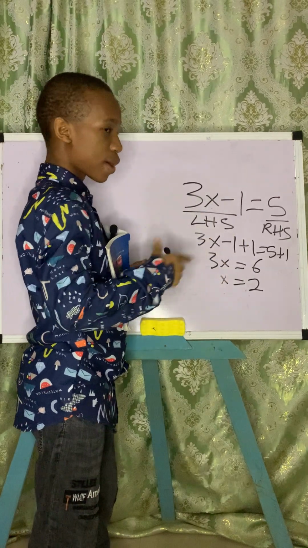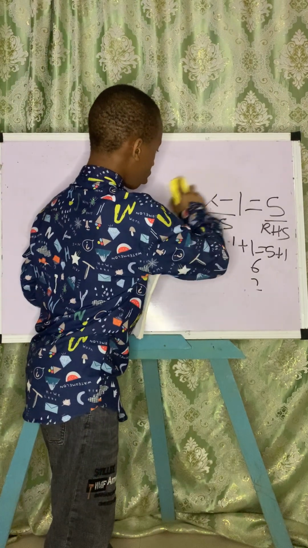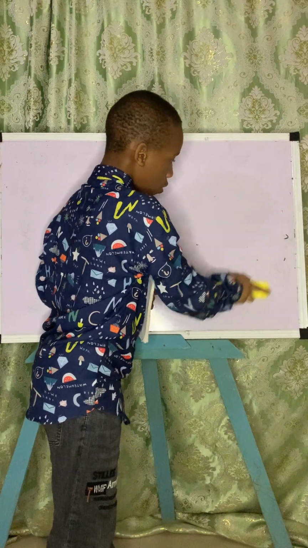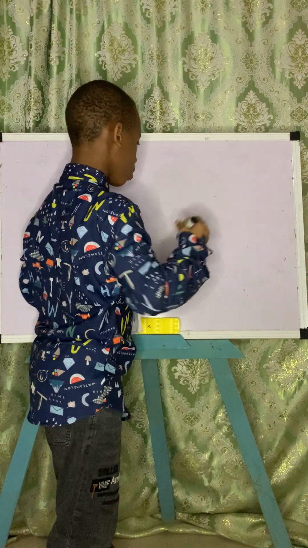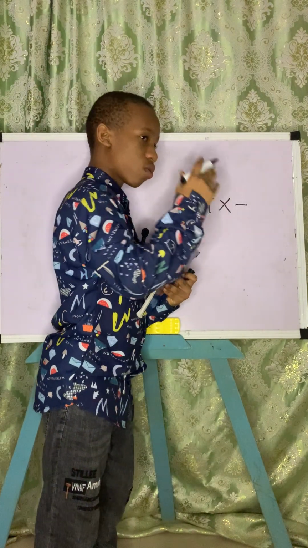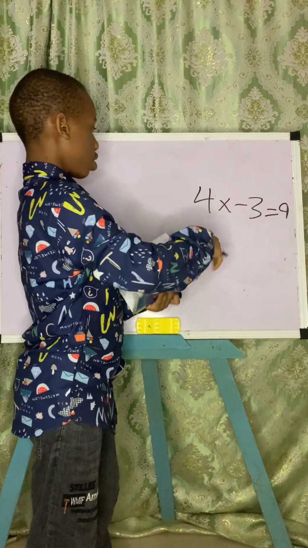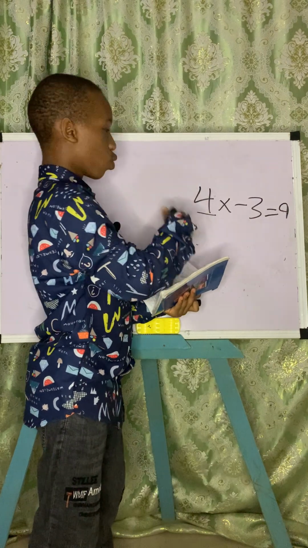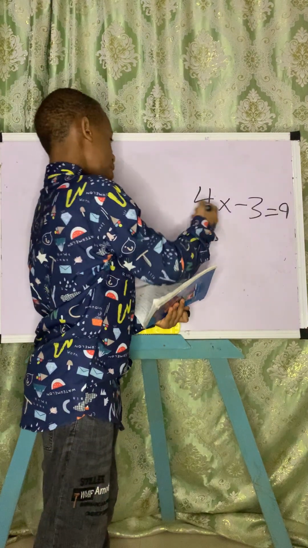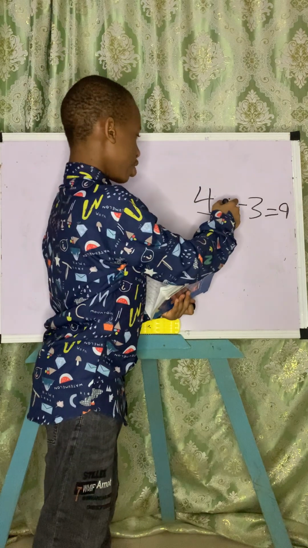Now let's look at the parts that make up an equation. For example, let's take the equation 4x minus 3 equals 9. Here, the number 4 is a coefficient. A coefficient in an algebraic equation is any number which is multiplied by a variable in the equation. The minus sign here is our operator.